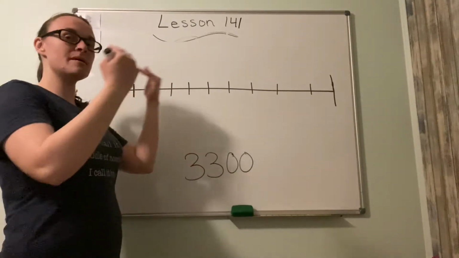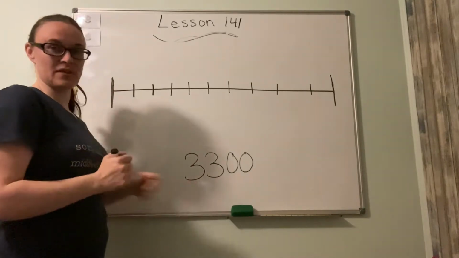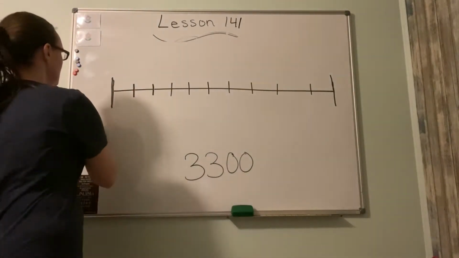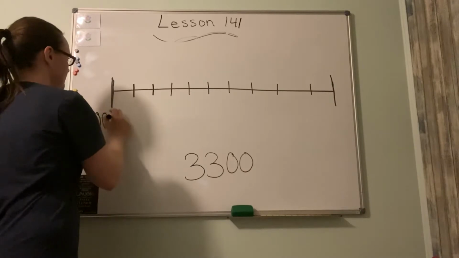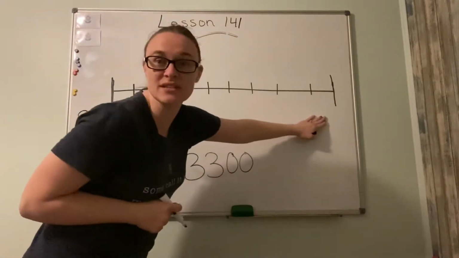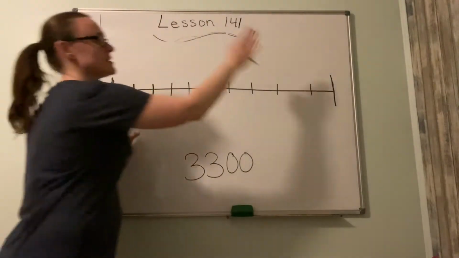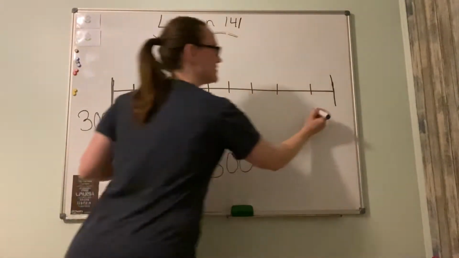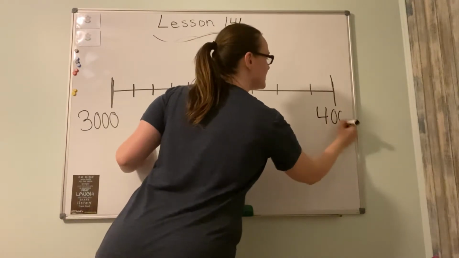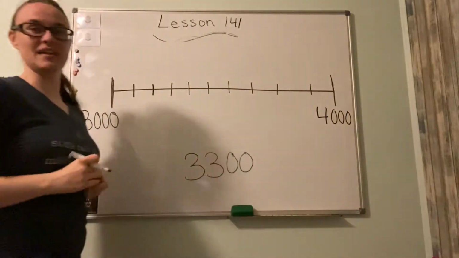Well, the thousand number I would get to first would be 3,000, right? So it's between 3,000 and what's the next thousandth number if we were counting by thousands? 1,000, 2,000, 3,000, 4,000, right? So we're gonna write 4,000 over here. That's what that last line is.